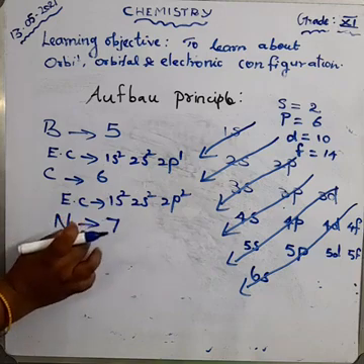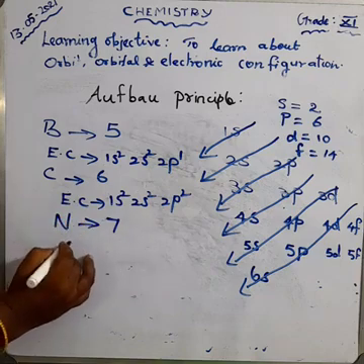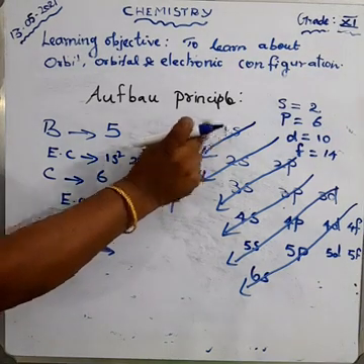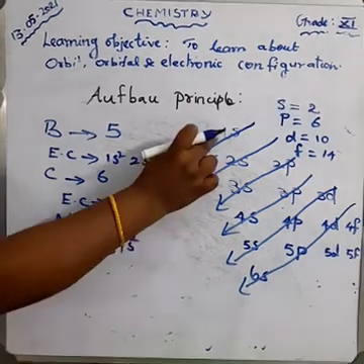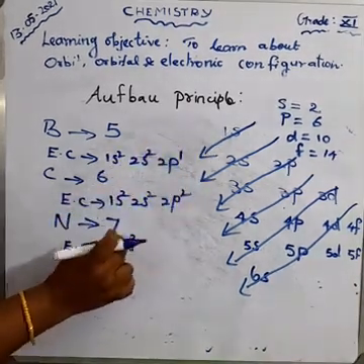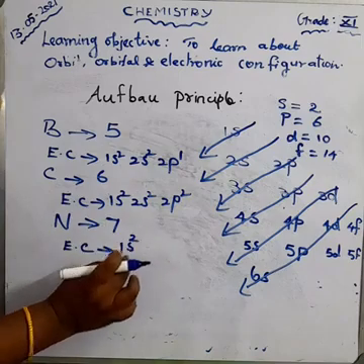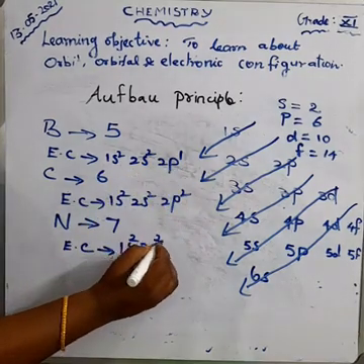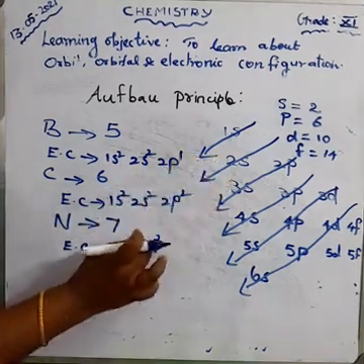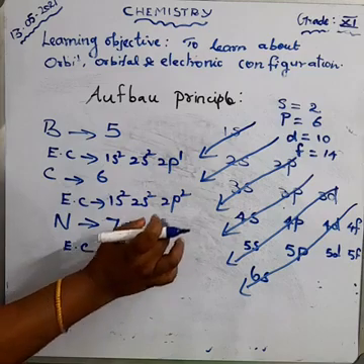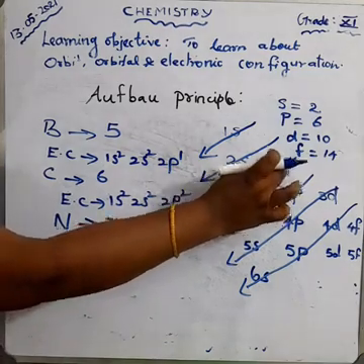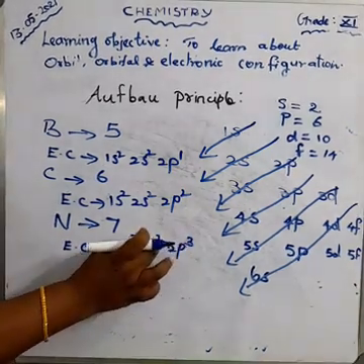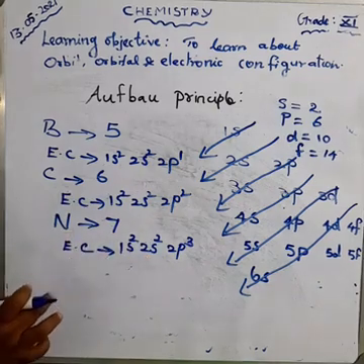So 7 electrons are there. How will you write the electronic configuration for nitrogen? First 2 electrons, 1s2, since the orbital can occupy 2 electrons, and the remaining 5 electrons are here. So start with 2s2, and then 2 plus 2 is 4 and 3 electrons are balanced. The 3 electrons we can write as 2p3. So 2 plus 2 is 4, plus 3 is 7. Totally 7 electrons.